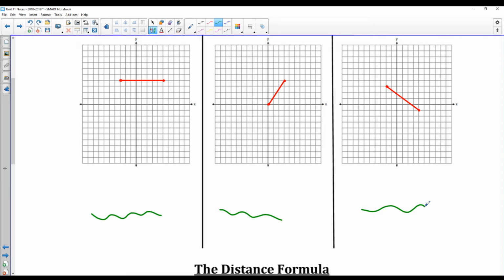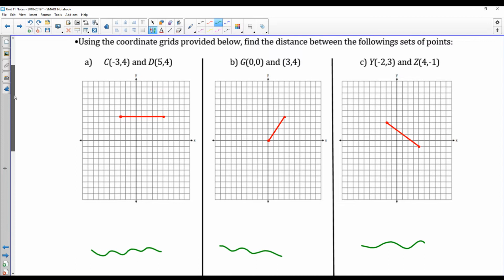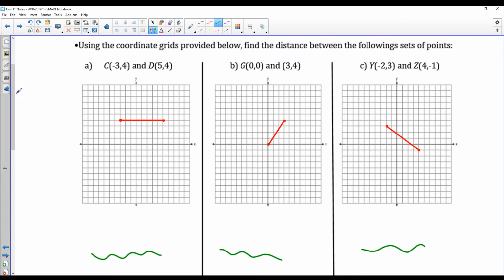So think about what makes number 1 a little more straightforward. How would you find the length of that segment or the distance between those 2 points? And then why are letters B and C a little bit more challenging?